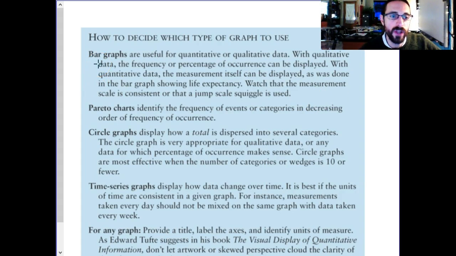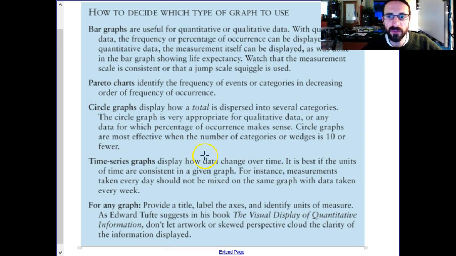How to decide which type of graph to use is very important. And again, bar graphs, Pareto charts, circle graphs, time series. And then last but not least, probably the most important thing is for any graph, and I'm going to take a moment to read this: provide the title, label the axes, what are you talking about, identify the units. You're measuring degrees what? Degrees in Fahrenheit, Kelvin, Celsius, okay? Don't let artwork or a skewed perspective cloud the clarity of the information you're trying to display. Just do it and let the data speak for itself.